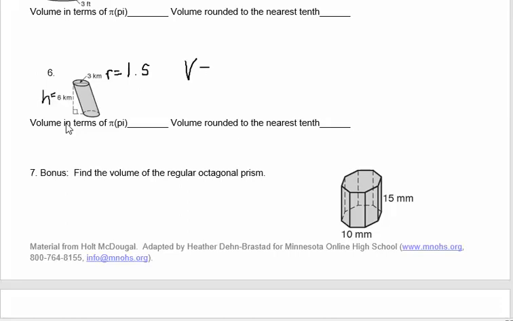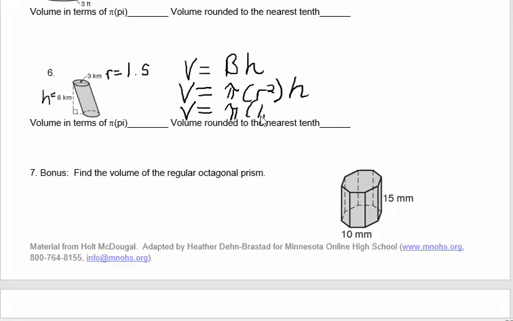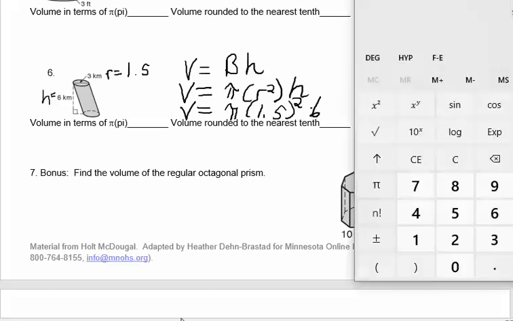So the volume is found with the area of the base times the height of the cylinder, and the area of the base is pi times the radius squared, and then times the height of the cylinder. So the formula filled in would be pi times 1.5 squared times the height of this, which is 6. So in terms of pi, you would take 1.5 and square it.